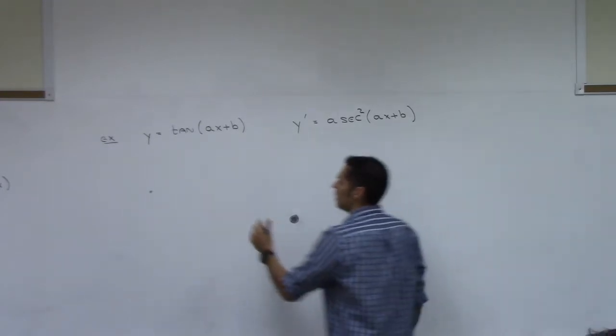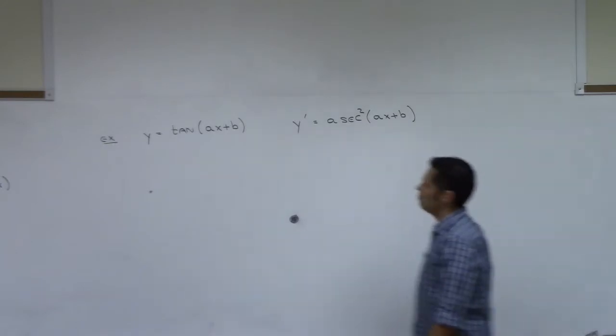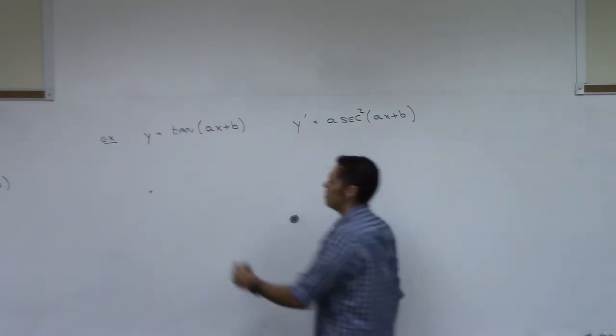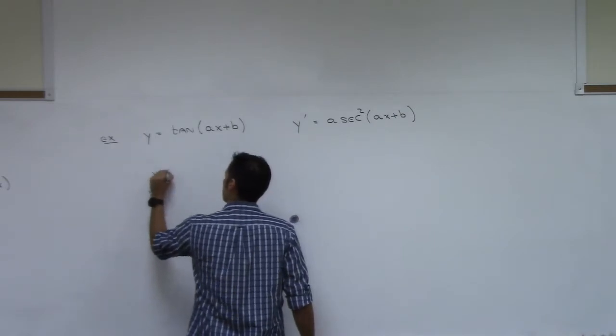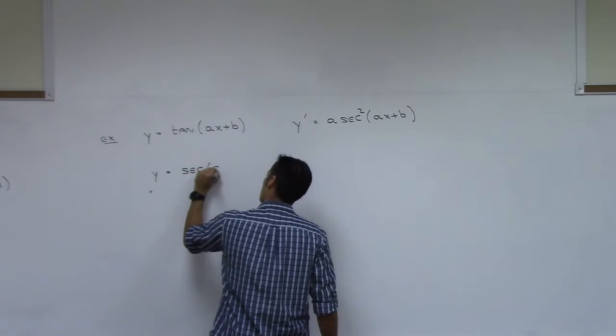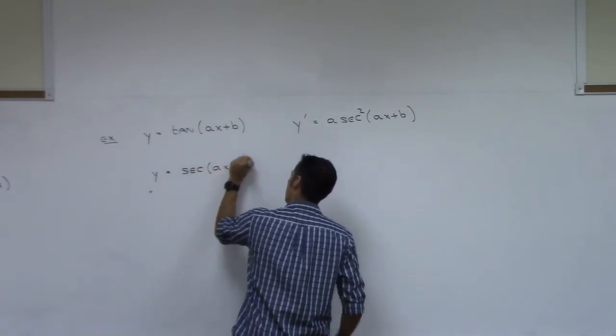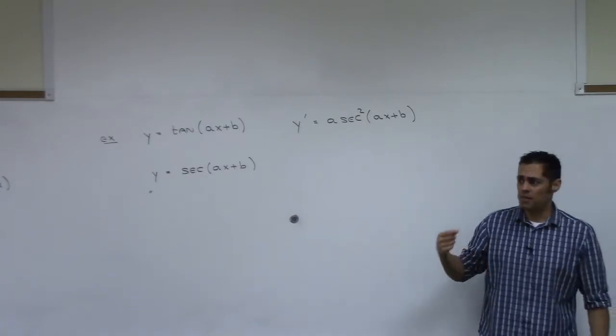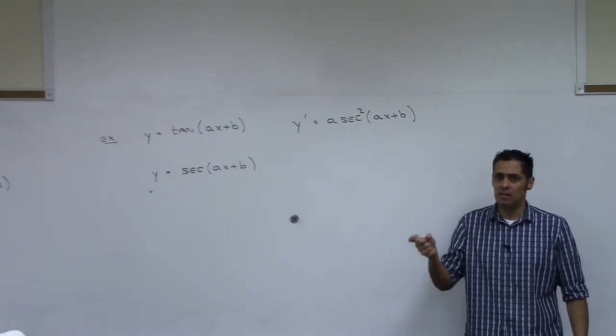I'll give you a specific example of, well, I think that's good. Y'all comfortable with that? Okay, let's move on to the next one. We'll do secant next. Secant of ax plus b. So you first need to know what the derivative of secant is. And the derivative of secant is secant tangent.